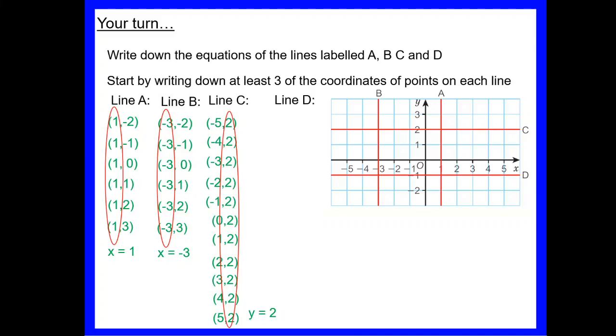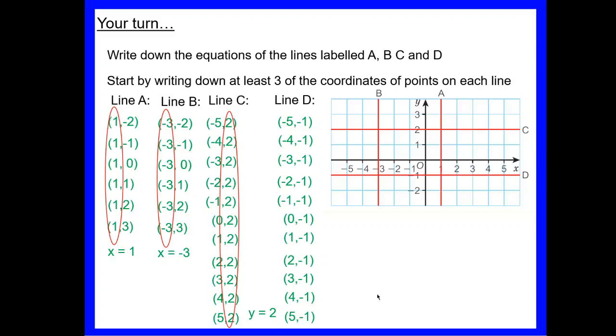Finally, for line D then, any of the following, so 3 at least from this list. And this time, again, it's the y coordinate that's the same. And we're going to call that one y equals -1. All right, so let's check. There's D, and it does go through -1 on the y-axis. Make sure you're happy with those before you move on.